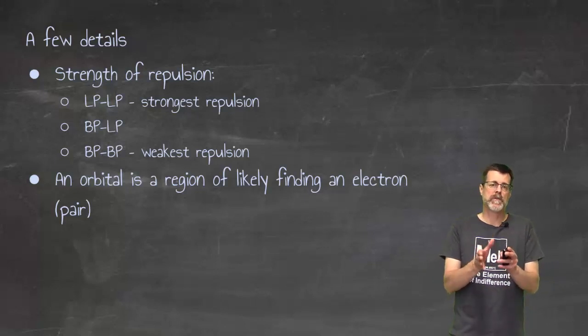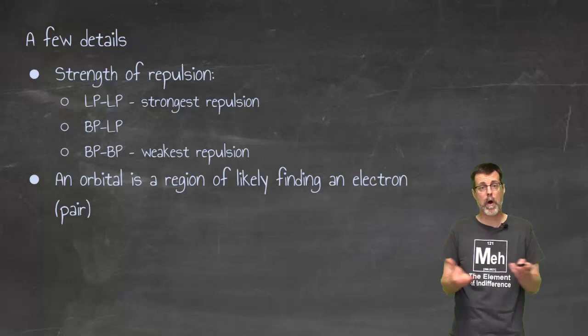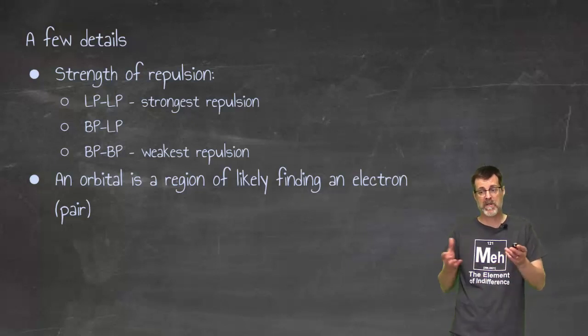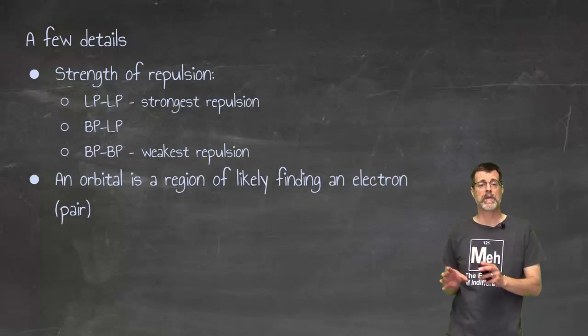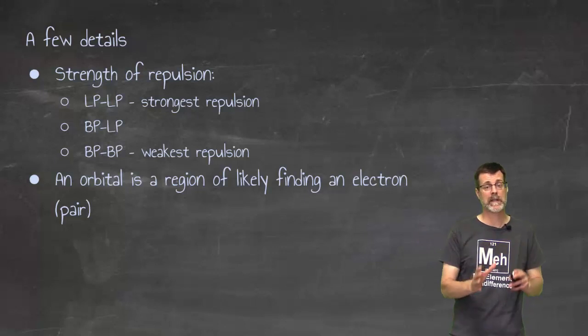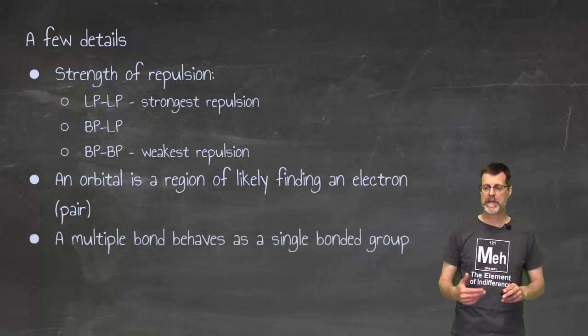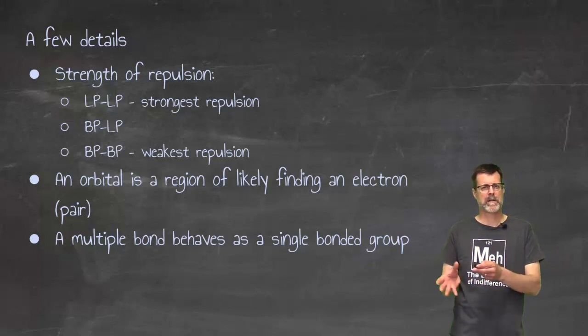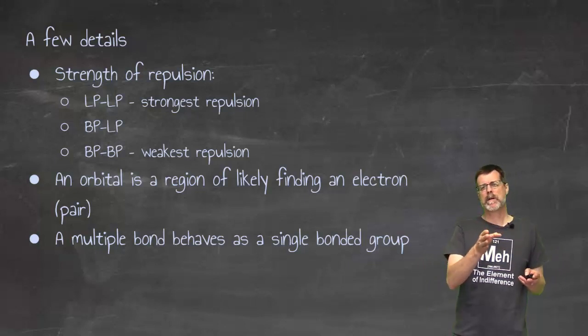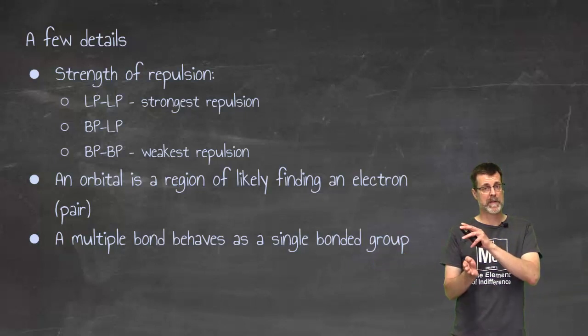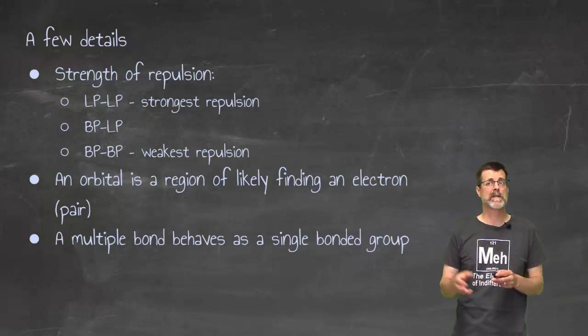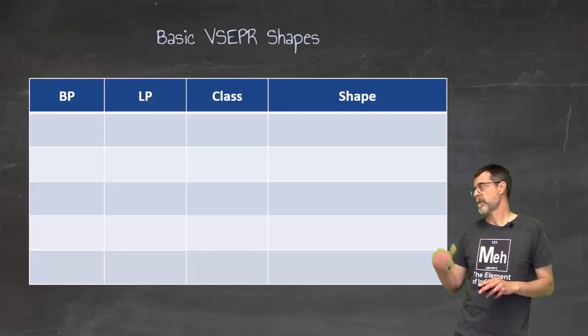Okay. Thinking also that an orbital is not a physical thing. I can draw it as a physical thing, but it really isn't. It's just where we're likely to find the electron. And where I'm likely to find the electron is also going to be influenced by repulsive forces on that electron. That's going to push that area of likely finding the electron somewhere else. And then multiple bonds, they are going to behave as if they are a single bonded group. We'll come back to that in more detail another time, but two single bonds behave differently than a single bond plus a double bond. So two bonds in both cases, one counts as two, the other counts as one. We'll get there.